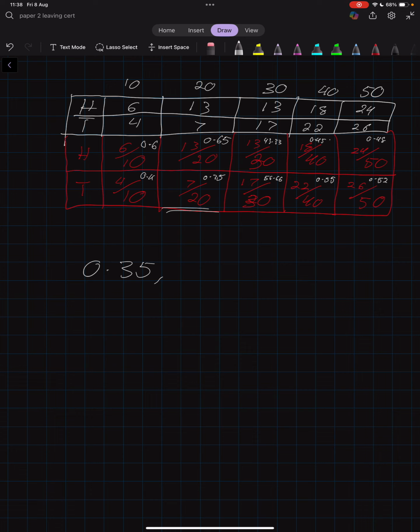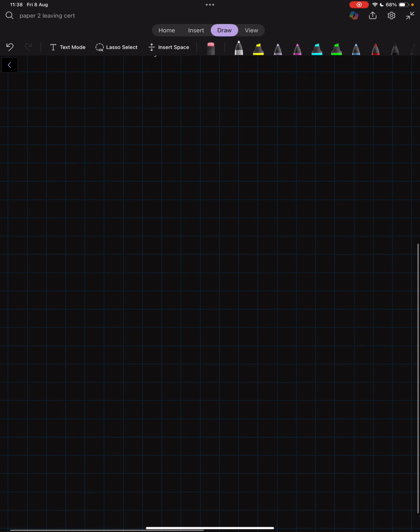So yeah, that's kind of that. Okay, so that's all you really realistically need to know about relative frequency. Okay, now moving on to sets. So sets are often used in probability.